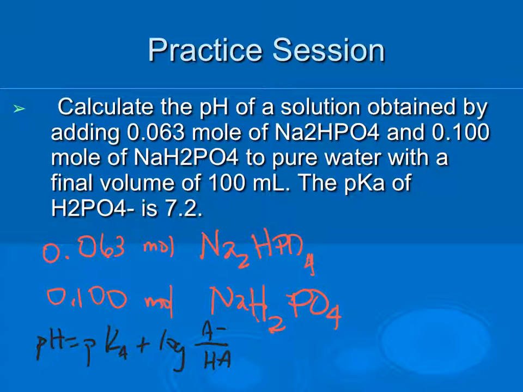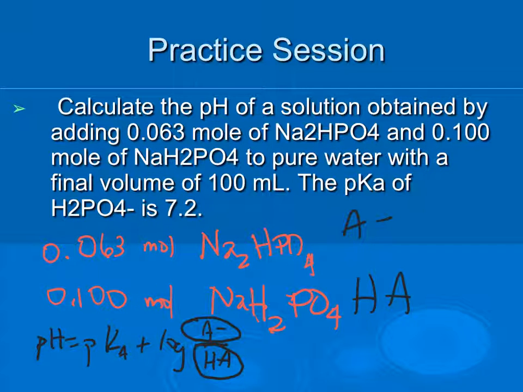A- over HA. So the question is, the sodium moiety on the top, the Na2HPO4, is that the A- form or is that the HA form? That's the A-. And the way it's actually not difficult is just to see which one has the most hydrogens attached, that is the HA form. And so that's why this is A-. This one is HA.